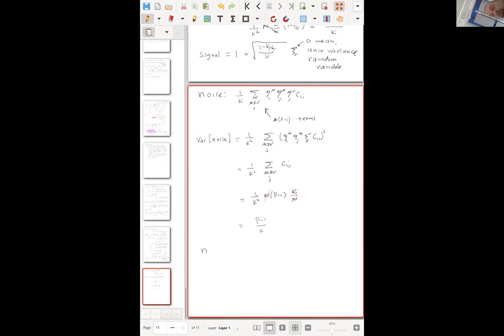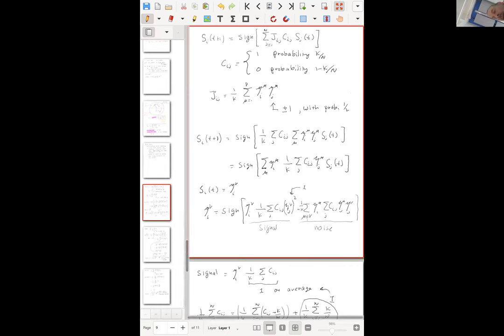So the noise equals the square root of p minus 1 over k, times squiggle. And this is a zero mean, unit variance random variable, which happens to be Gaussian. Okay. So if we go back to this equation here, the signal is basically one plus a little bit of noise. Small noise. The signal is just this piece. And the noise is the square root of p minus 1 over k, times squiggle.